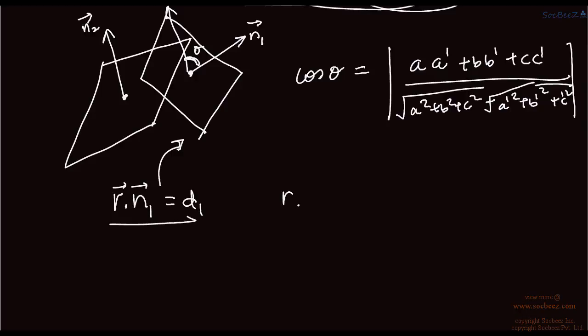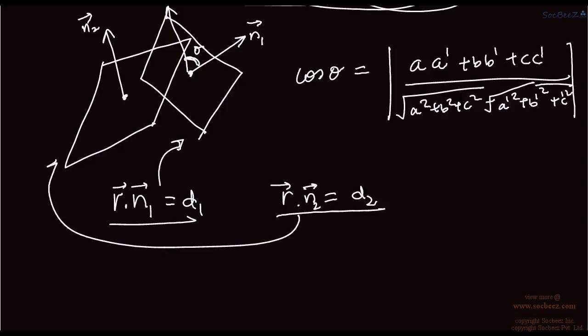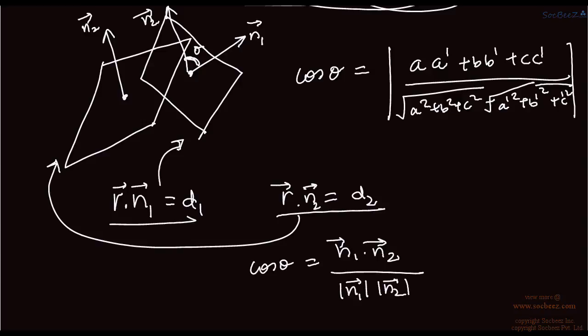Then we have r vector dot n2 vector equals d2. This is our second plane. Then cos theta will be, in this case, n1 dot n2. We have two vectors and we have to find the angle between them. It will be just like vector algebra, the n1 vector form. Okay, angle between two vectors. So it's just the angle between two vectors.